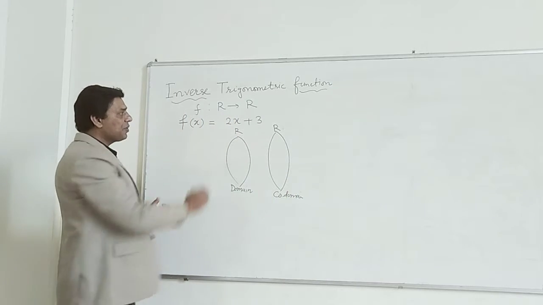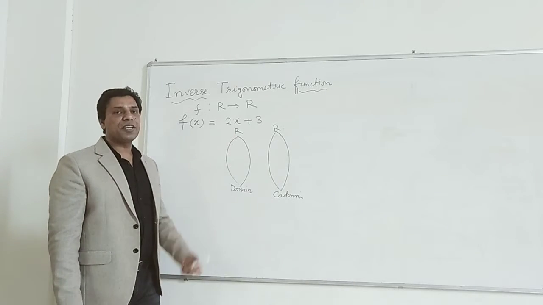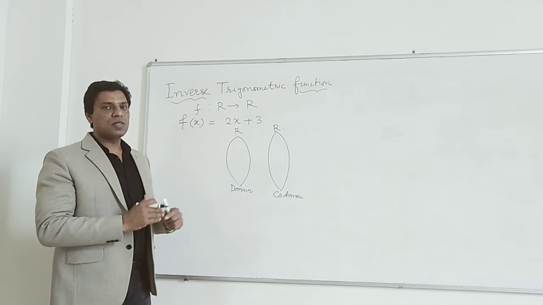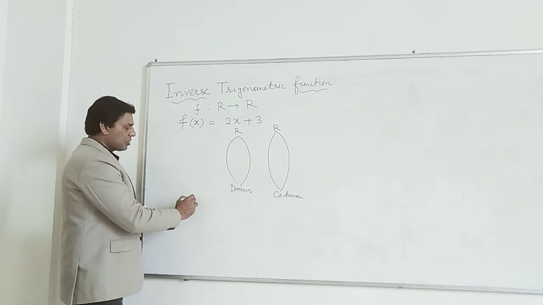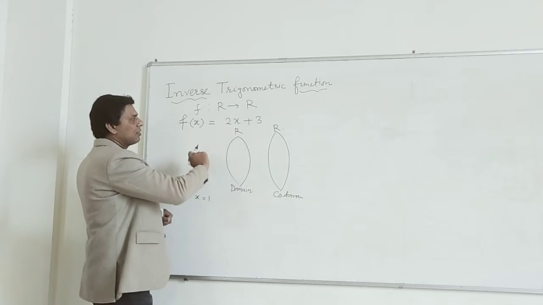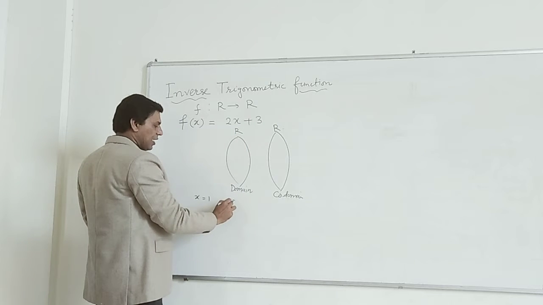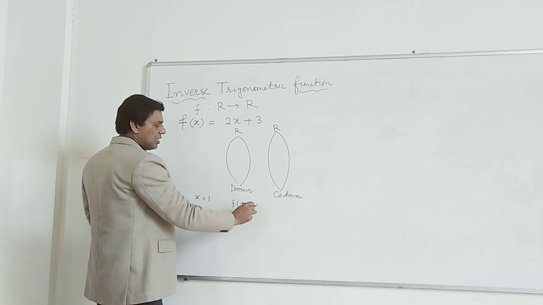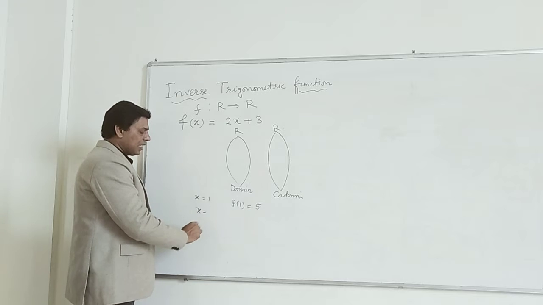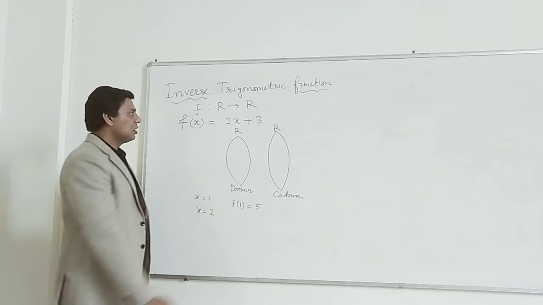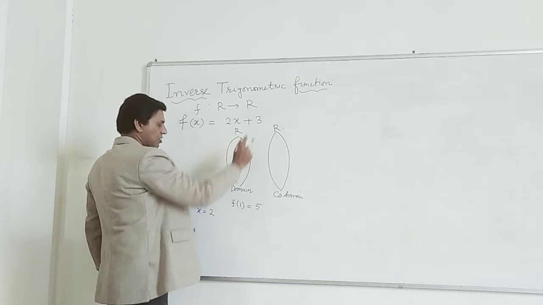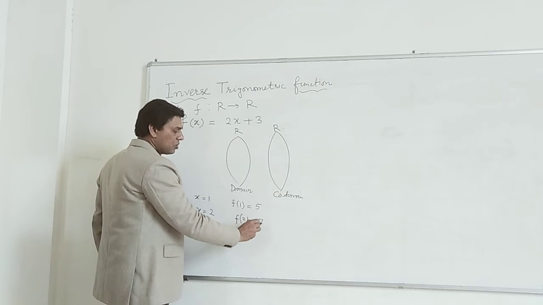Suppose I am taking some values from the domain, and I will find the value of the function on those particular values. Suppose x is equal to 1. Putting x equal to 1, I get 2 into 1 plus 3. It means the value of the function at 1 is 5. Similarly, if x is equal to 2, then 2 times 2 is 4, plus 3 is 7. So f(2) is equal to 7.